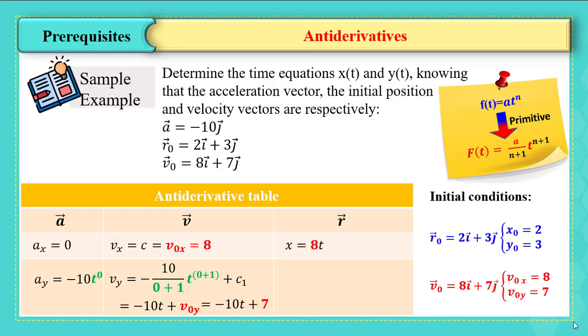The x component is the antiderivative of vx. Thus, the antiderivative of a constant is 8t plus x0, which is 2. What about y? Y also is the antiderivative of minus 10t plus 7, which is vy. The answer is minus 5t squared plus 7t plus 3. From now on, the constants can be written as x0, y0, v0x, and v0y in the time equations.